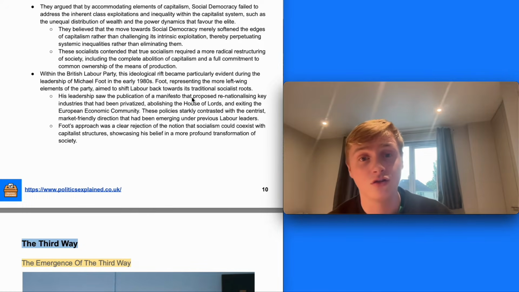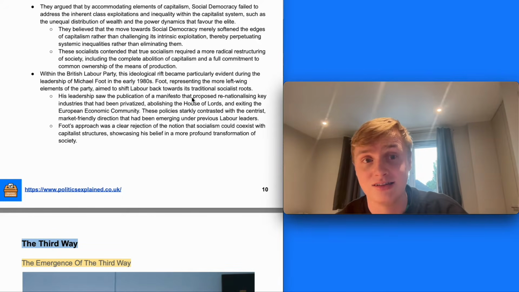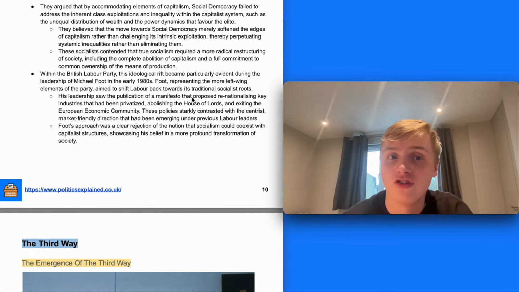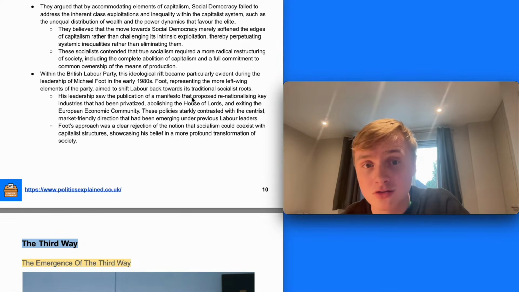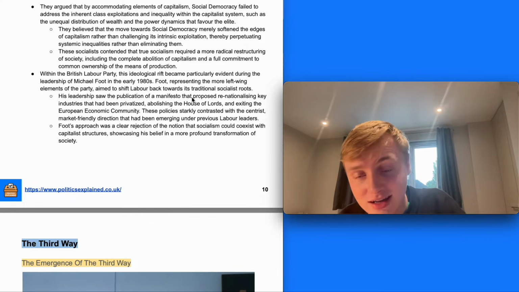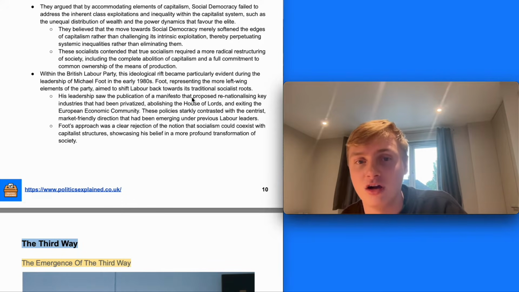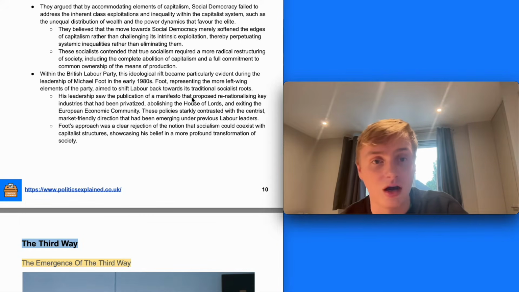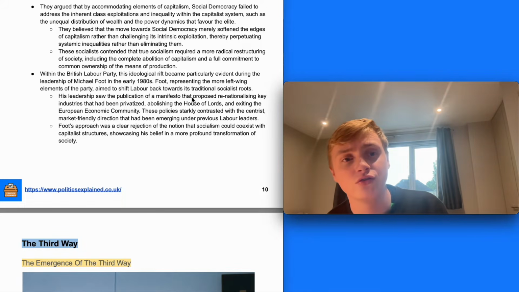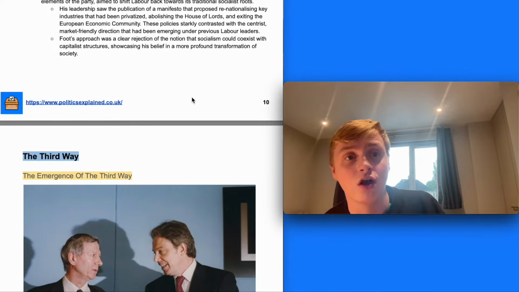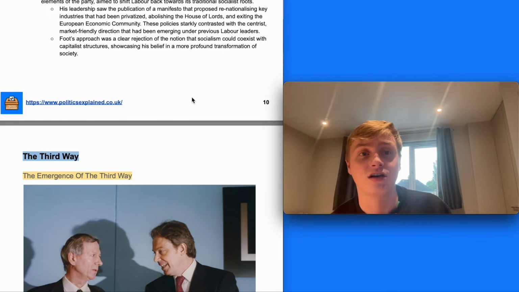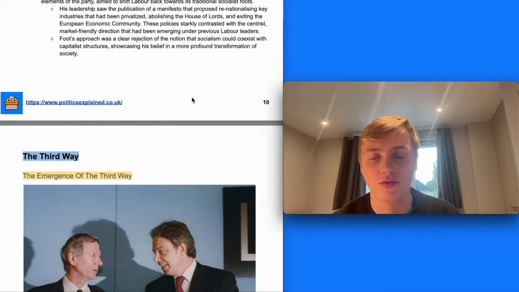And this key ideological rift became really evident in the 1980s in the Labour Party in Britain, especially with Michael Foot representing the more left-wing elements of the party, where he aimed to shift Labour back to its more traditional socialist roots. You see a very radical manifesto published that proposed renationalising key industries that had been privatised, abolishing the House of Lords, exiting the European Economic Community, and these really contrasted with the centrist market-friendly direction that had been emerging under previous Labour leaders. So Foot's approach was a clear rejection of the notion that socialism could coexist with capitalist structures, showing his belief in a more profound transformation of society.